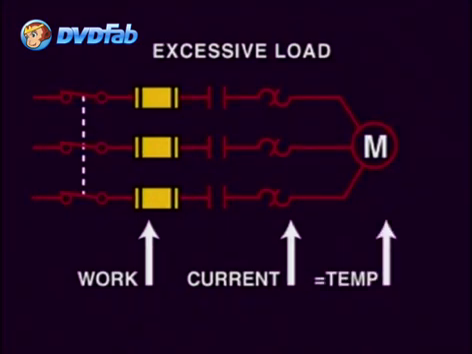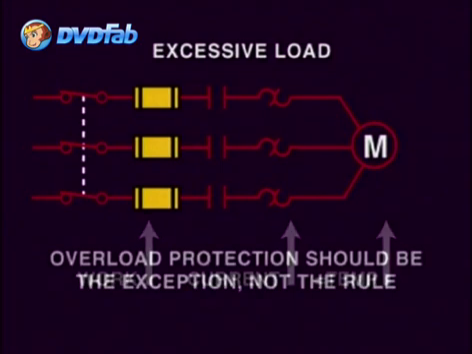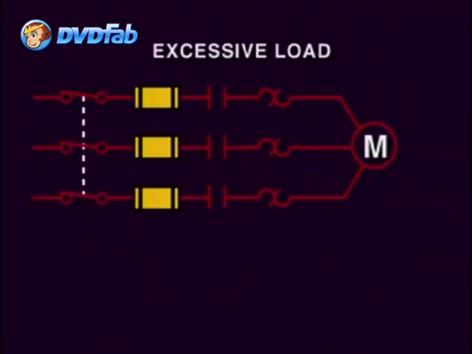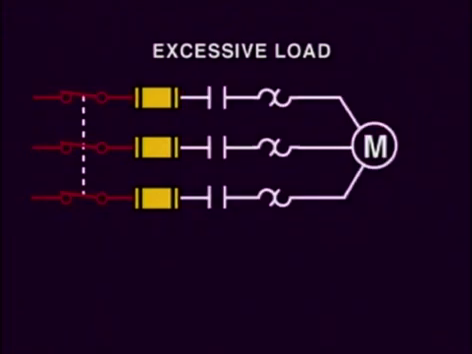We know that if an overload condition occurs, the motor's overload will disconnect it from the line. However, this should be the exception, not the rule, if it is happening continuously. In fact, if we have a motor with an automatic overload reset, the motor can be cycling until enough heat is built up to deteriorate the motor winding.